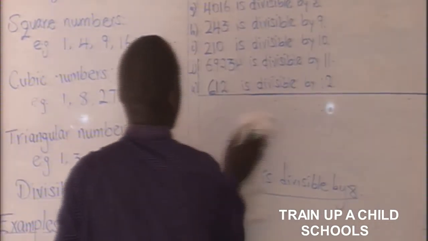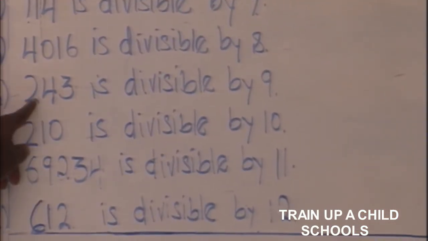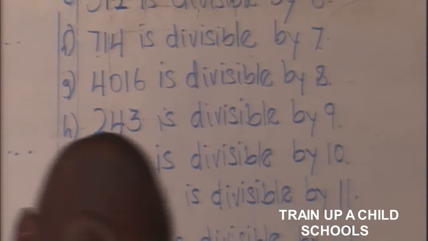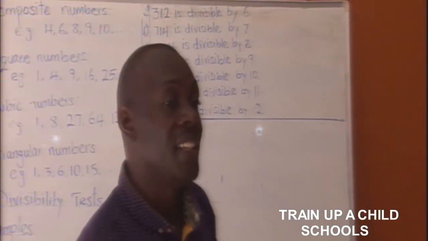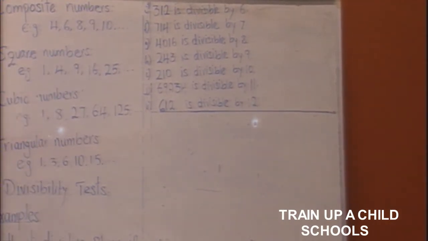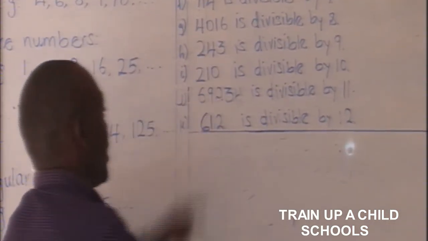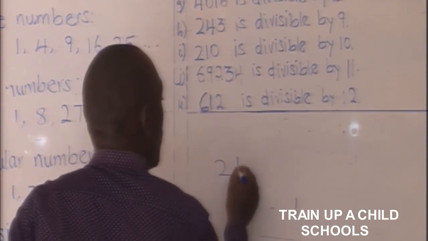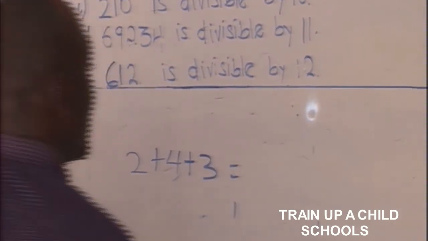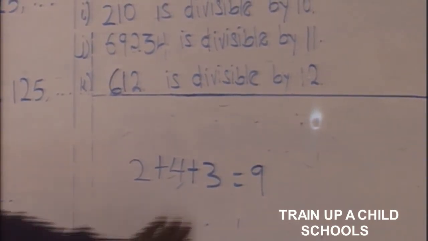Then we go to the test of 9. 9 is tested like that of 3. Without dividing, show if 243 is divisible by 9. A number is divisible by 9 if the sum of the digits is a multiple of 9, like that of 3, where a number is divisible by 3 if the sum of the digits is a multiple of 3. So what you do is to test like we did for 3. We say 2 plus 4, then plus 3. You add. What's the sum here? 9, which is the first multiple of 9.